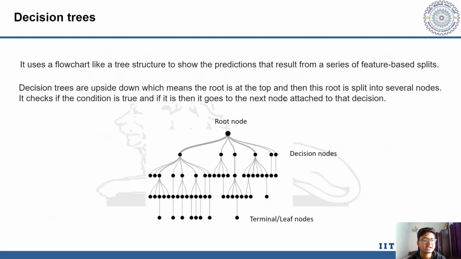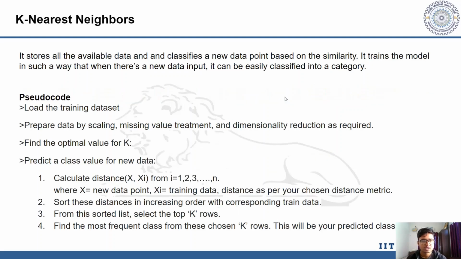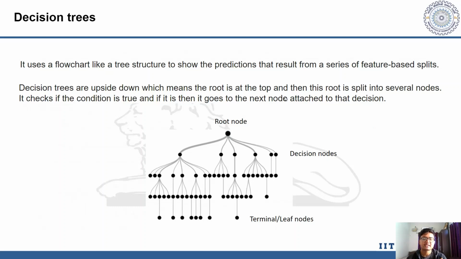Next come the decision trees. A decision tree uses a flowchart-like tree structure to show the predictions that result from a series of feature-based splits. These are upside down, which means the root node is at the top, and the root is split into decision nodes, which are further split into sub-decision nodes, and at the end we have the terminal nodes, known as the leaf nodes. So in a decision tree we get a prediction like: if you choose this way, you will end up at this output. So using a decision tree, data can also be classified.